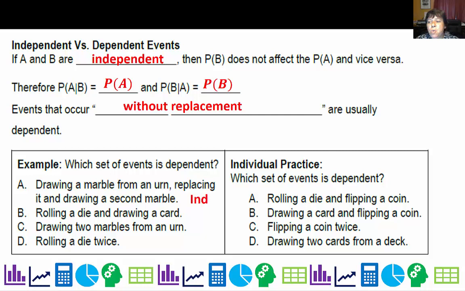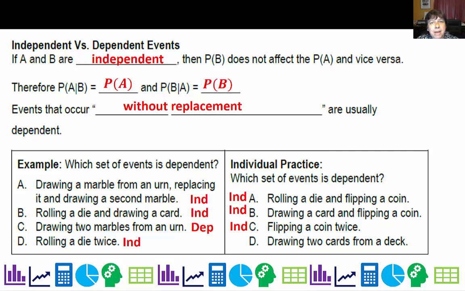That's independent. Rolling a die and drawing a card, the card doesn't know what you did on the die. Drawing 2 marbles from an urn, but without replacing them, that's dependent. Rolling a die twice, dice don't care if they repeat or not, it's independent. Rolling a die and flipping a coin, independent. Drawing a card and flipping a coin, independent. Flipping a coin twice, independent.